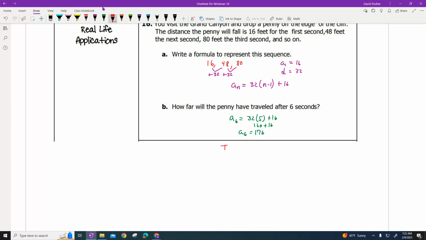The penny will have traveled 176. I need units, and my units is not seconds, it's feet. They're measuring how many feet. 176 feet in 6 seconds. You need to answer it with words that would make sense to somebody when you tell them, hey, the penny traveled 176 feet in 6 seconds.